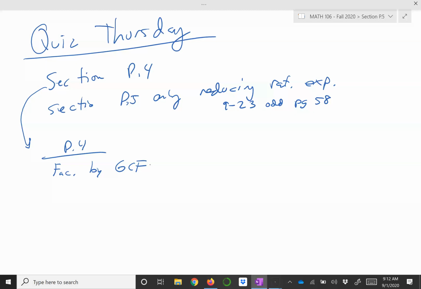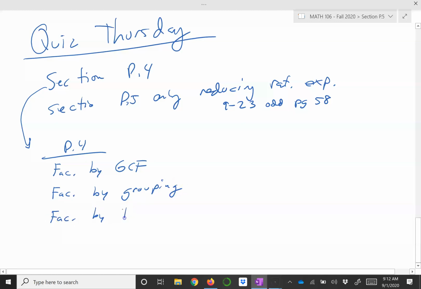What was the next thing we did? I think it was factor by grouping. Factor by grouping. Okay. Then there was factoring, I'm just going to say factoring by trinomials. And that's that process of taking the first coefficient in the polynomial times the last coefficient, like for a quadratic, doing that process.